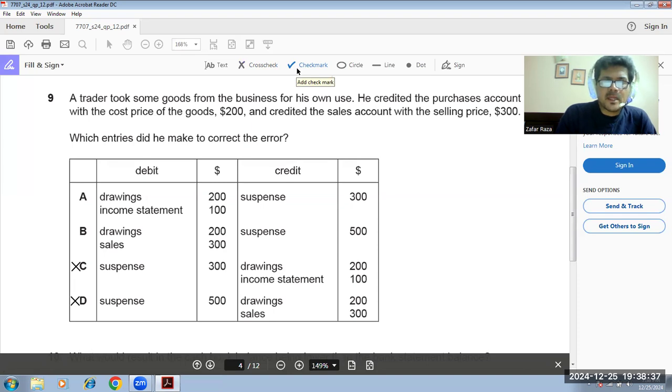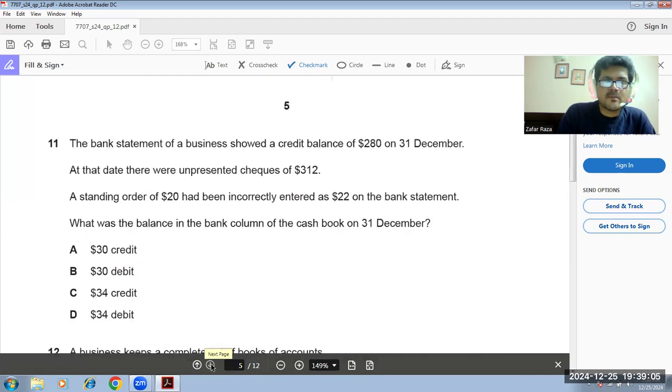Now, if he has created the sales account, what does he have to do? He has to debit the sales account. So it means B option should be the answer, where drawings is debit. We need drawings to be debited. Sales is also debit, and the suspense is going to be credit 500. We have nothing to do with the purchases account because the purchases account is correctly created with $200. We don't need to touch the purchases account in this rectification.